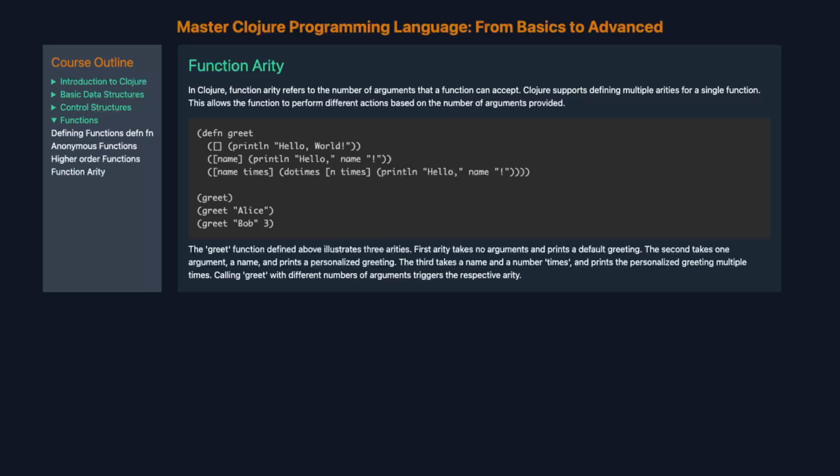First arity takes no arguments and prints a default greeting. The second takes one argument, a name, and prints a personalized greeting. The third takes a name and a number times, and prints the personalized greeting multiple times. Calling greet with different numbers of arguments triggers the respective arity.